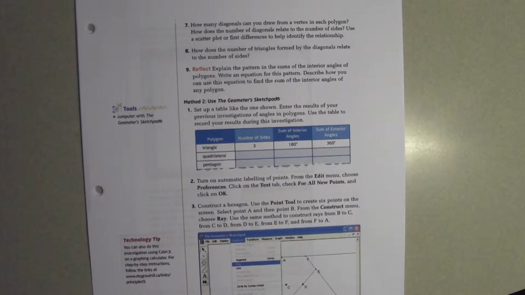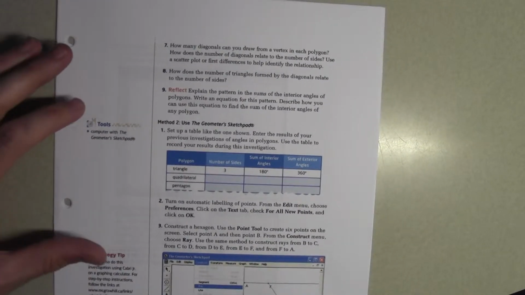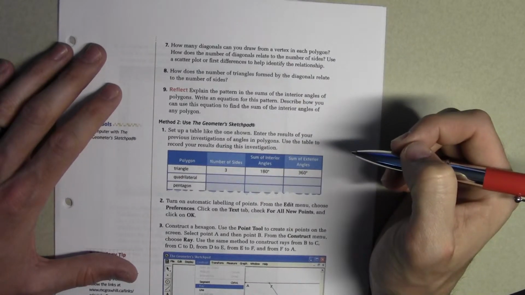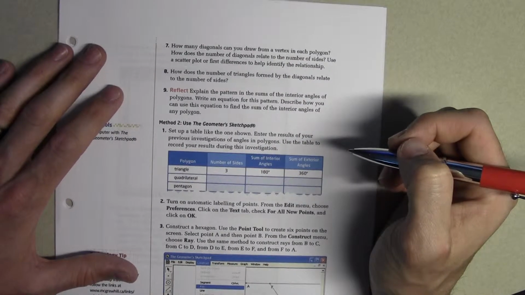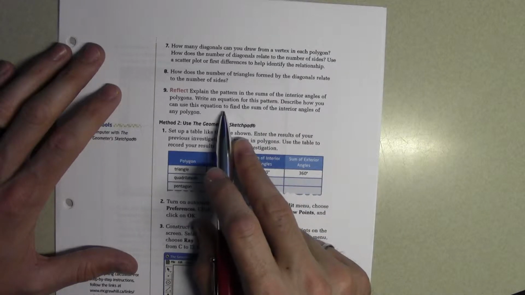Explain the pattern in the sums of the interior angles of polygons. Write an equation for this pattern. Describe how you can use this equation to find the sum of the interior angles of any polygon. Nicholas? So with the lines would be n minus 3. The lines or the sides? The lines in comparison to the sides.